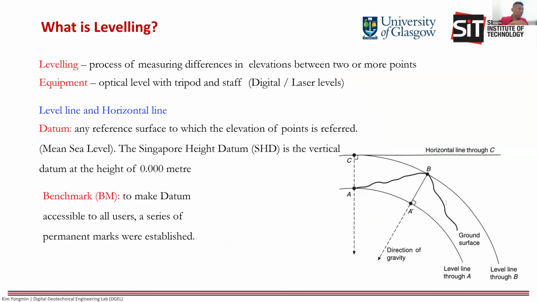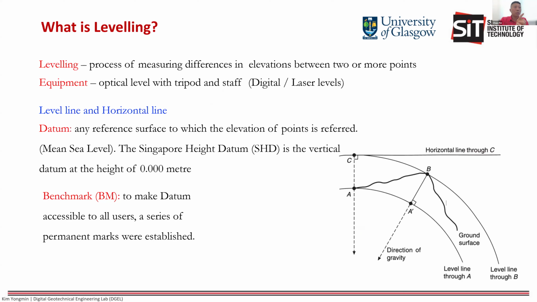Okay, so let's continue. Then what is leveling? Leveling is actually a process to measure the elevation difference between 2 points or more points. All right, and usually like what I introduced just now, we use an auto level, like what Shen already introduced. You can also use digital or laser levels, depending on the situation and needs. And the level line and the horizontal line.